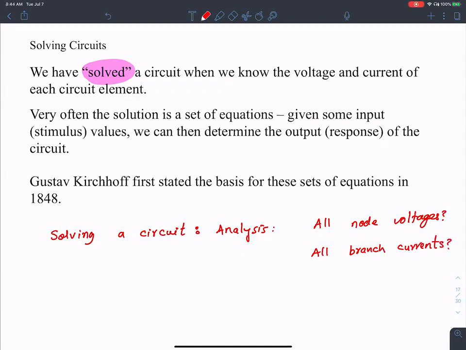This is what I mean by solving a circuit. When I say solve the circuit, I simply am asking find all the node voltages, find all the branch currents, or at least those of interest to us. Okay, that's what I mean.